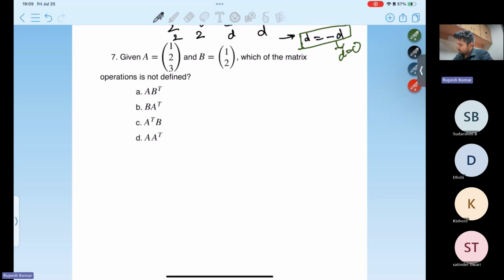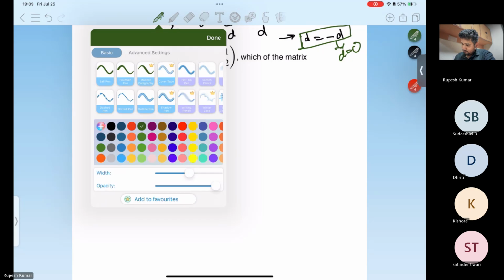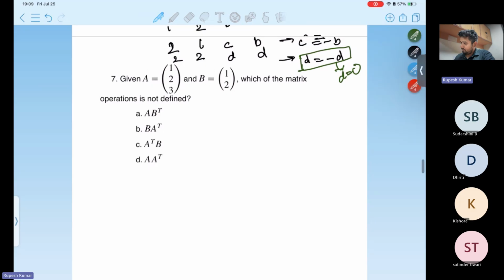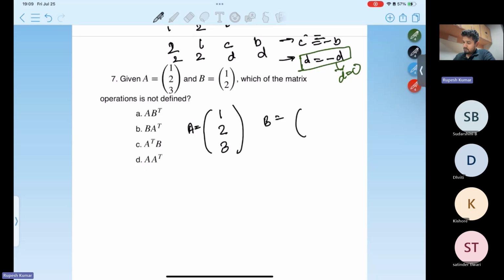Given A equals 1, 2, 3. So given A equals 1, 2, 3 and B equals 1, 2, which of the missing matrix operations is not defined, right? So let's take out the matrices 1, 2, 3, right? The matrix A looks like this, matrix B looks like this. So basically let's just think of it like this. Everyone, do you remember how we do matrix product, right?